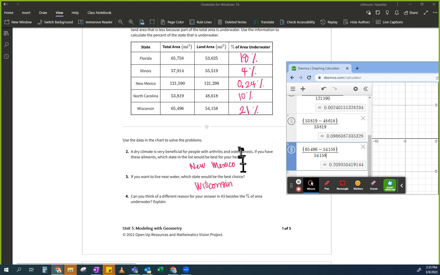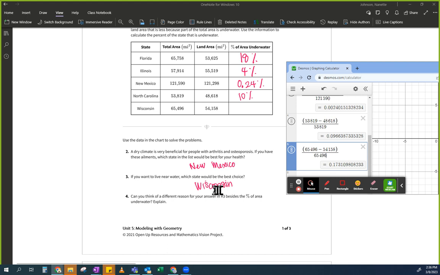Oh, did I calculate this wrong? I did. Somehow. Oh, I calculated this last one wrong. I divided by 54,065,496. So sorry. So I'm going to change all my answers because all my answers are wrong. Just kidding. Just this last one is wrong. So 17%. So now I wouldn't choose Wisconsin. I would choose Florida because Florida has the largest area underwater.